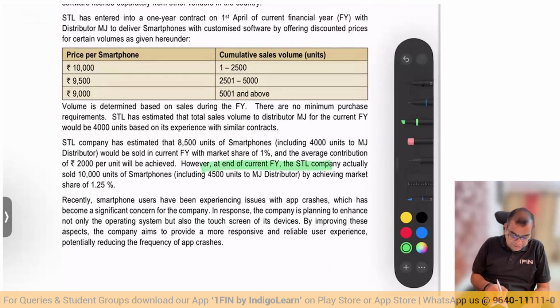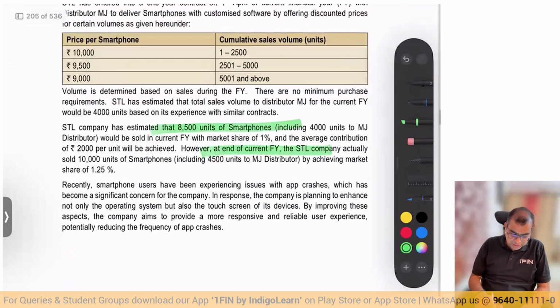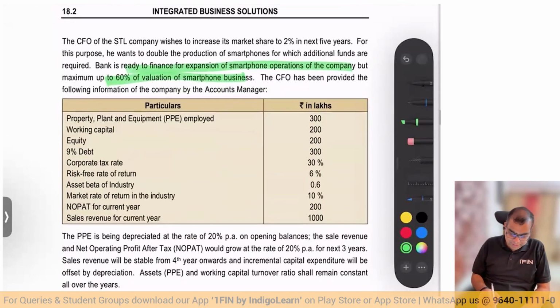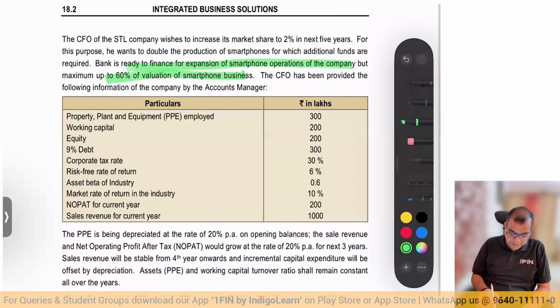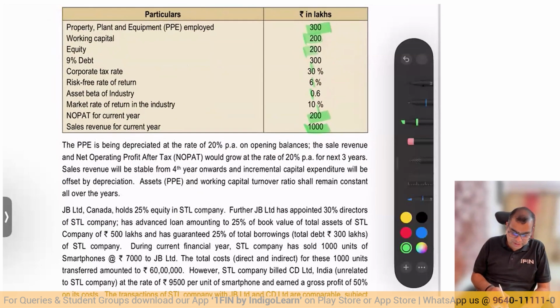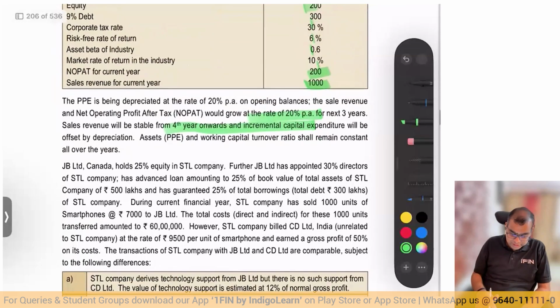So they've given what is the price per smartphone, how many units will be sold, what are the issues. Yeah, here only the case starts. It doesn't start anywhere else. Okay. Bank is ready to finance property, plant and equipment. This is the investment required. Okay, then risk-free rate, asset beta of the industry. Industry asset beta, you have to lever it for the company's debt equity. Revenue for the current year, NOPAT, market return, then PPE is depreciated, sales revenue. The sales revenue and NOPAT will grow at 20% for 3 years. Sales revenue will be stable from the third year, fourth year, and incremental capital expenditure will be offset by depreciation. Assets and working capital turnover ratio shall remain constant. Okay, so this is what they've given.